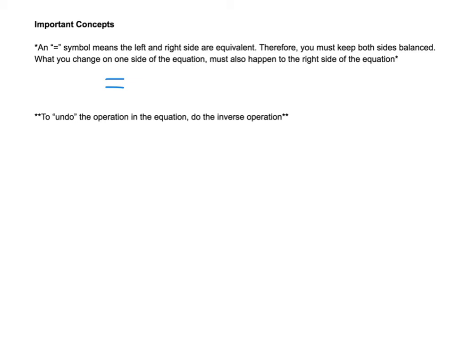So for instance, let's say that I have x divided by 3, and on the left side I have the number 9, okay? So basically what this says is that some number divided by 3 gives us 9 as an answer. Now, when we go to solve, to figure out the value of x, we can do that by using the inverse operation. The inverse operation means the opposite operation.